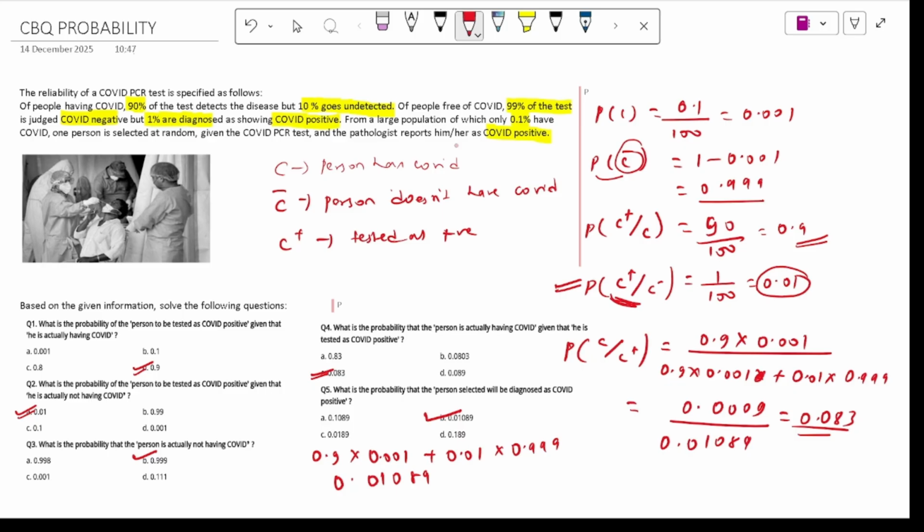So what's the final conclusion? This problem shows that a positive test does not always mean the disease is present. When a disease is rare, false positives can significantly affect the result. This is why Bayes theorem is very useful in real life situations.